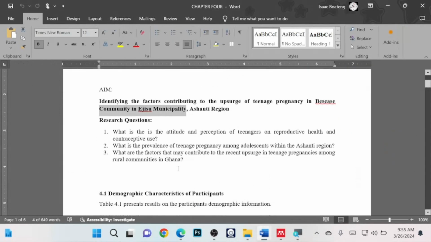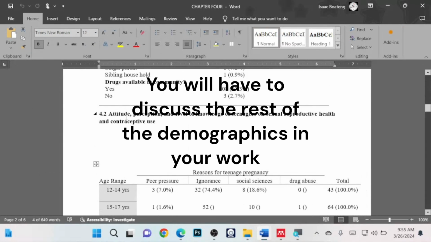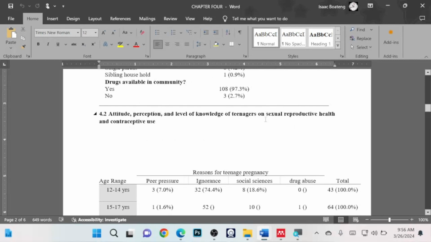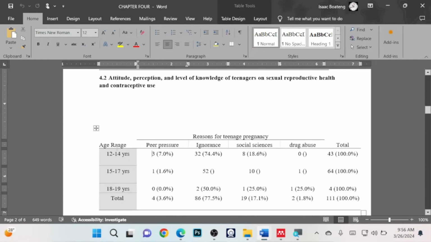Now, the next thing that we quickly want to go on is to go back to our results again. I will jump this section. This is just on the demographics. I will jump this section and go to the first objective. Now, the first objective is looking at the attitude, perception, and level of knowledge of teenagers on sexual reproductive health and contraceptive use.